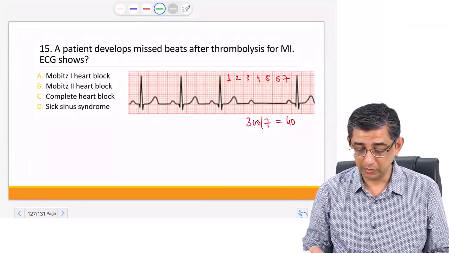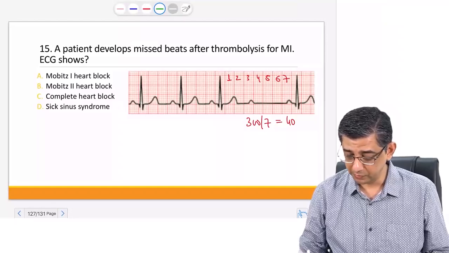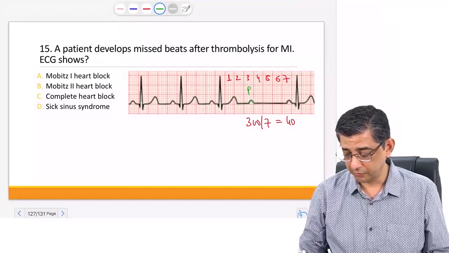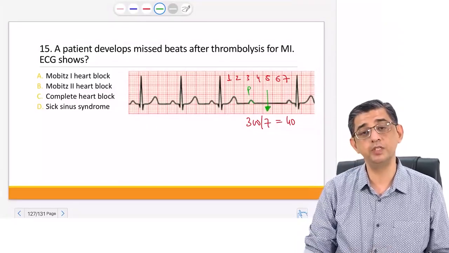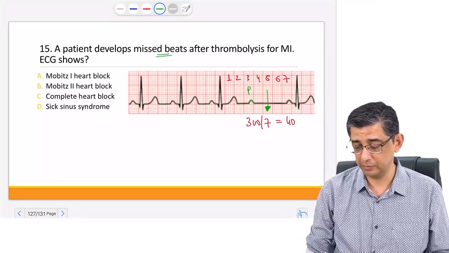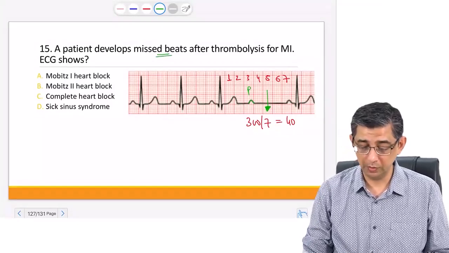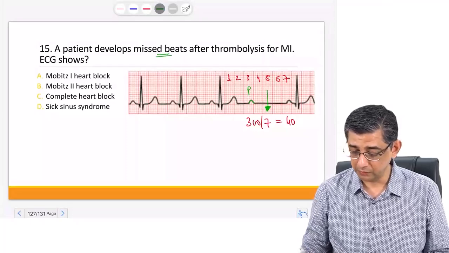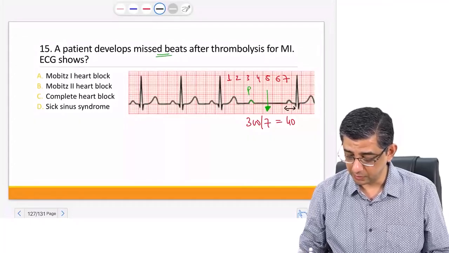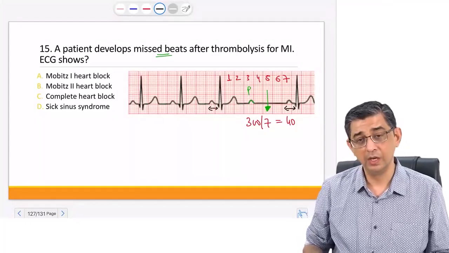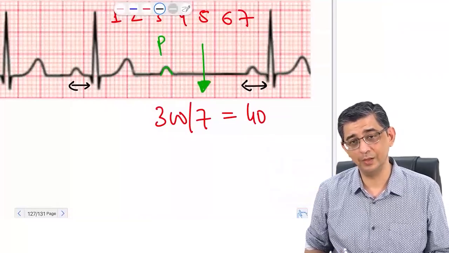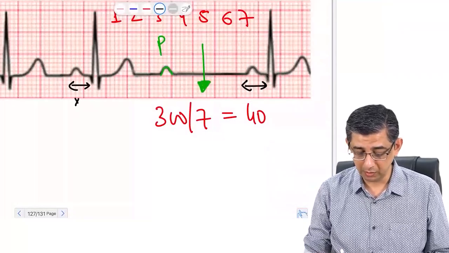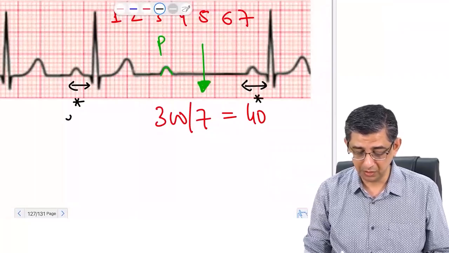Now I'll follow what I just taught you. I will look at this P wave, and after that I'm putting a vertical arrow to show that there is no QRS complex. That is where the missed beat was present. Now you count the PR interval after the missed beat and the PR interval before the missed beat. I'll zoom it in for your convenience. The size looks almost the same because the PR interval before and after is of equal duration.